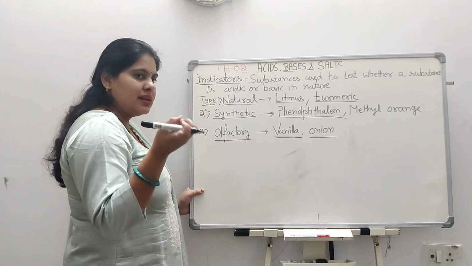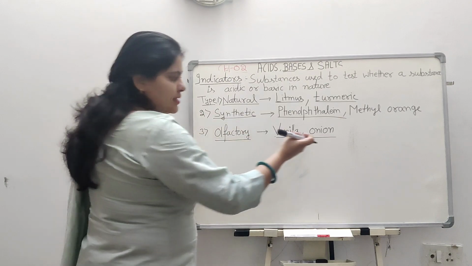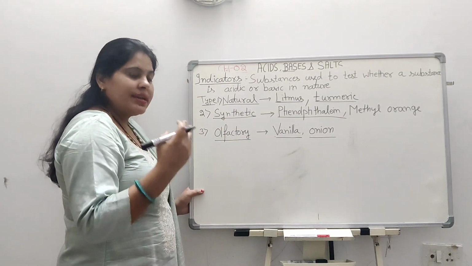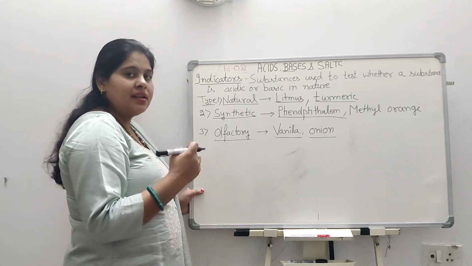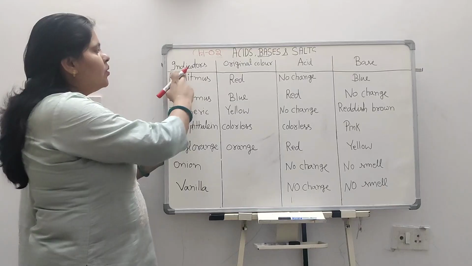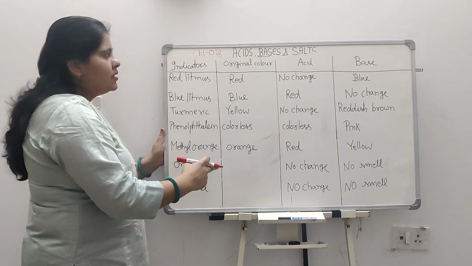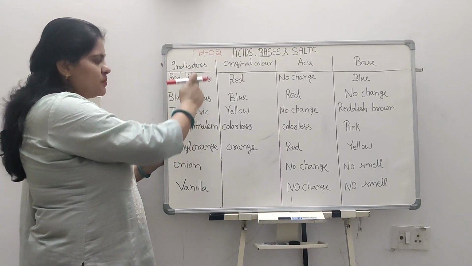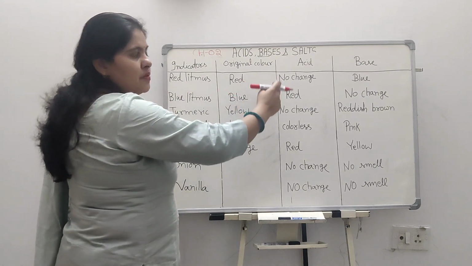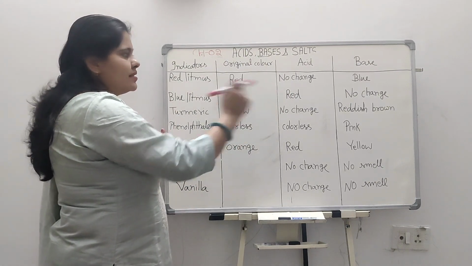Similar with the onion. If you take some juice of onion, then in the case of base, its smell increases, and in the case of acids, its smell decreases. Now with the help of this table, we will see how these particular indicators help us to distinguish between acidic and basic substances.